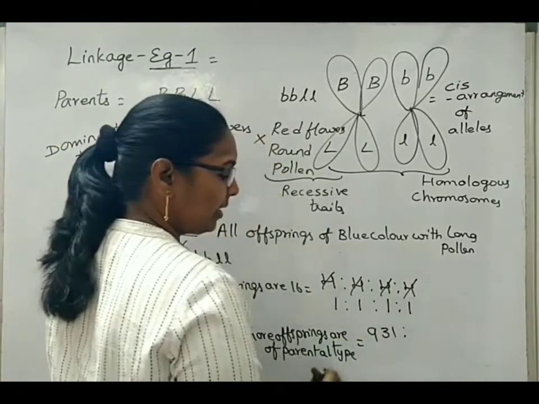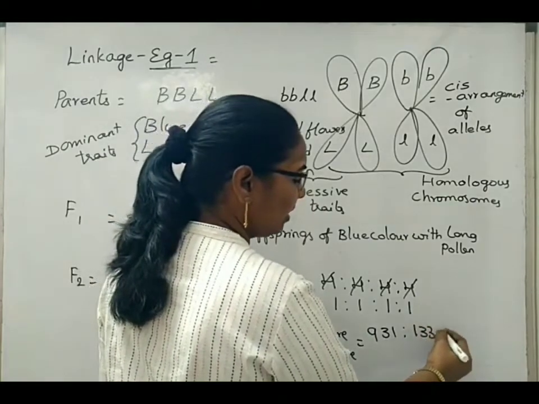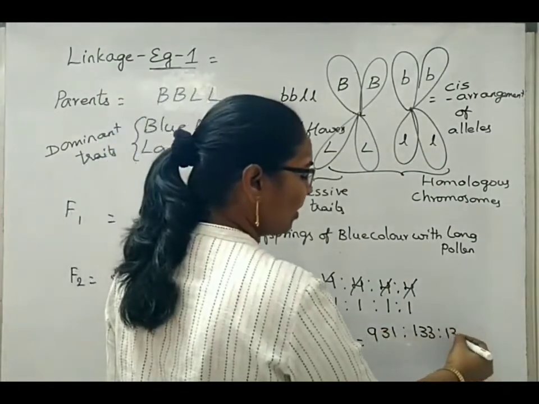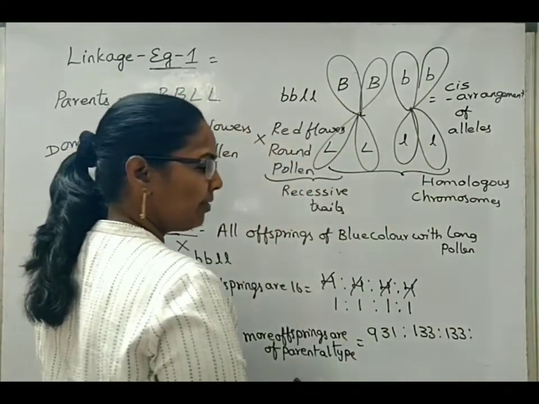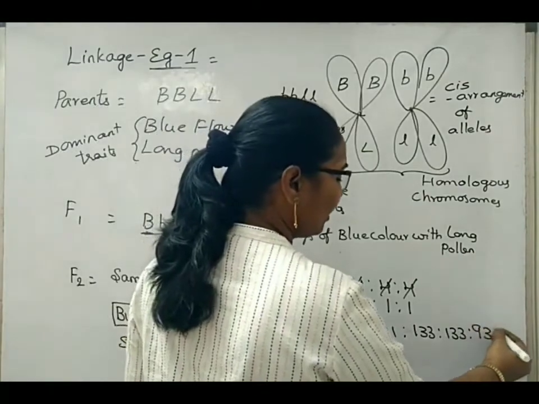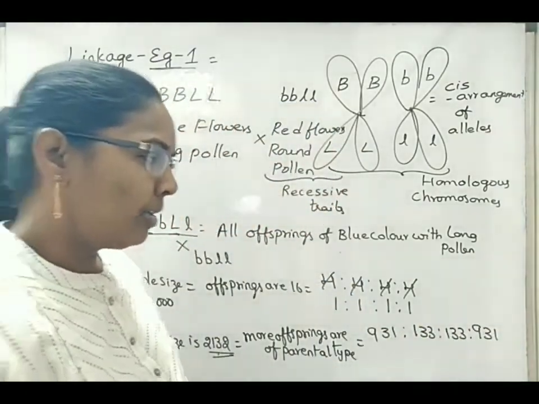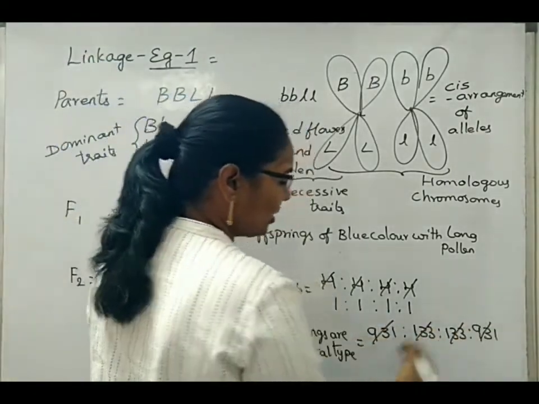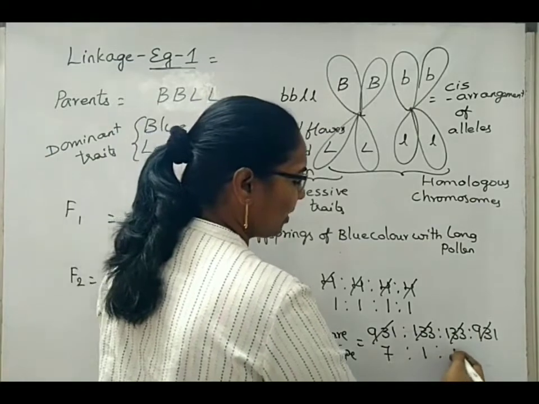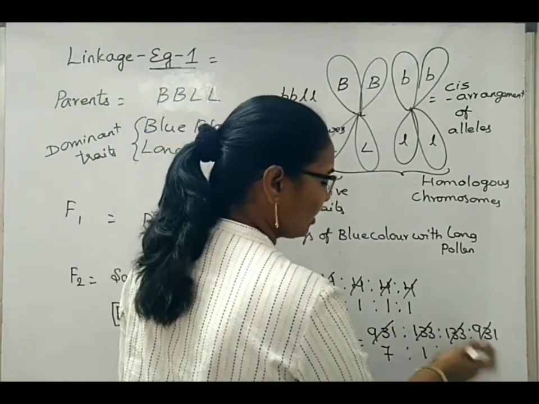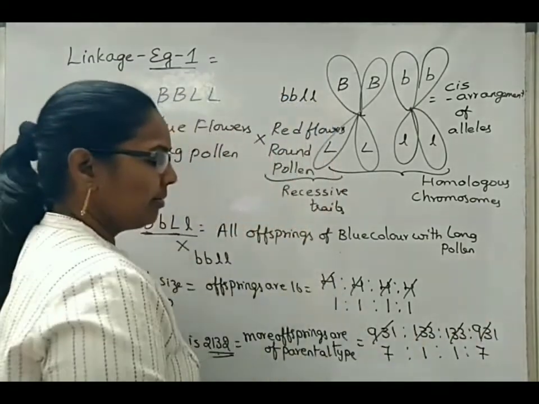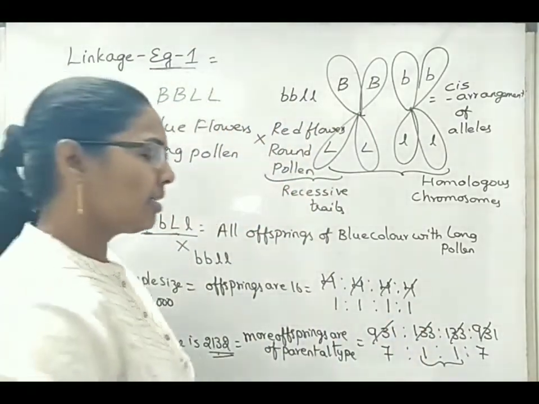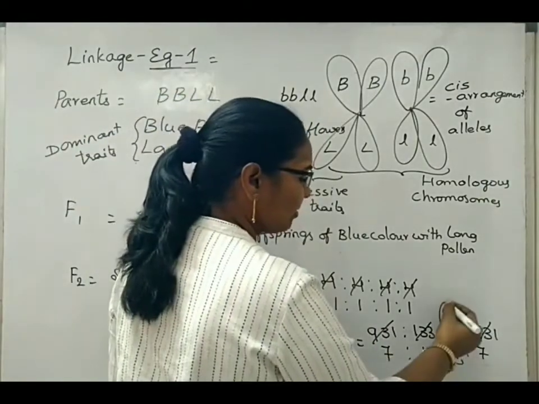931 are of parental type. 133 are of blue color flower with round pollen. And again 133 are of red color flower with long pollen. Again 931 are of purely red color flower with round pollen. If we again simplify this, the ratio is different, that is 7:1:1:7. Here, the middle 1 and 1 are considered to be recombinants.